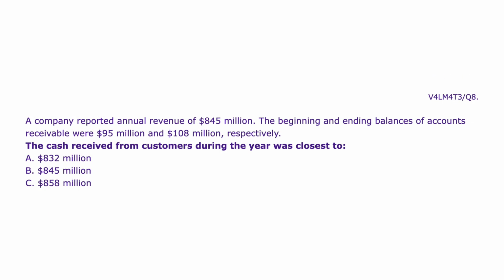A company reported annual revenue of $845 million. The beginning and ending balances of accounts receivable were $95 million and $108 million, respectively. The cash received from customers during the year was closest to: A. $832 million, B. $845 million, C. $858 million.